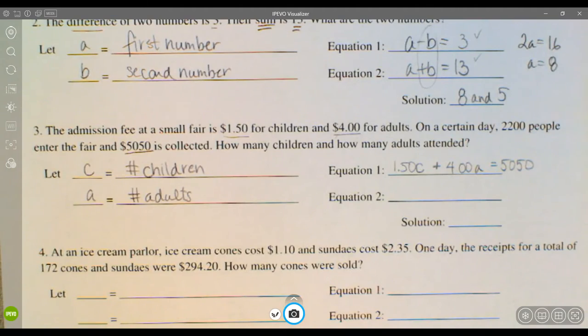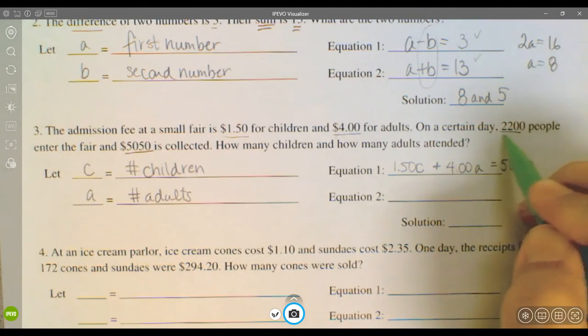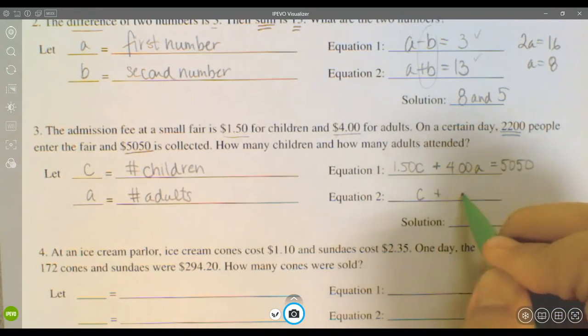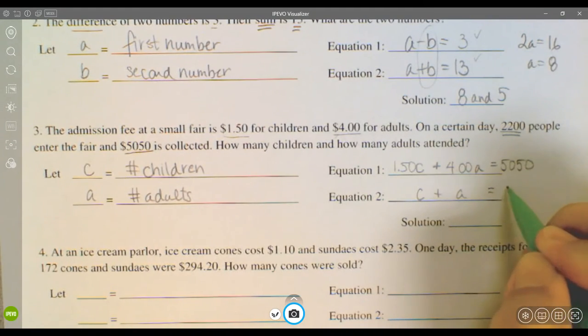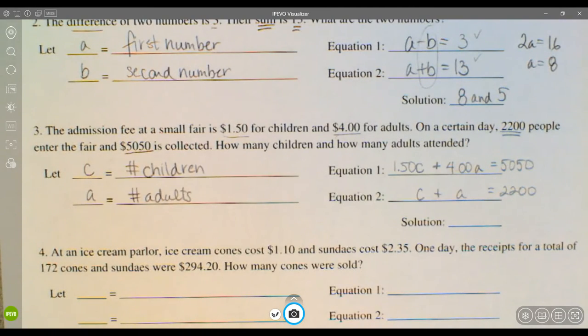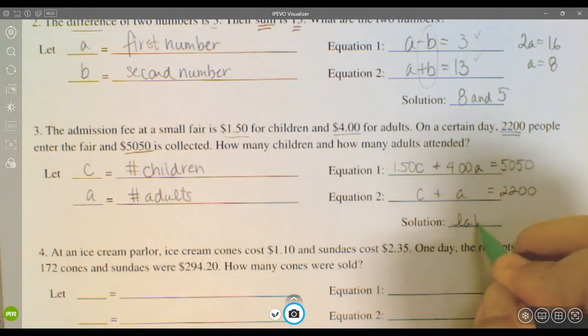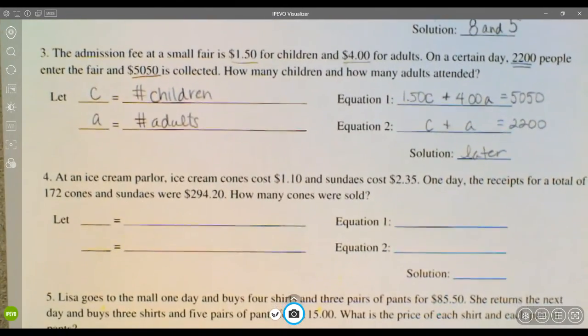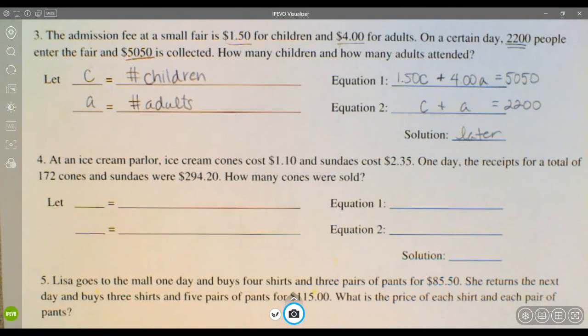The other piece of information I have is right here. There are 2,200 people. So that means that the number of children plus the number of adults, because we put them together, equals 2,200. And I'm going to save this solution for later, because right now I just want to make sure that you can solve that. I'm just feeling lazy, and I'm not feeling decimals right now.